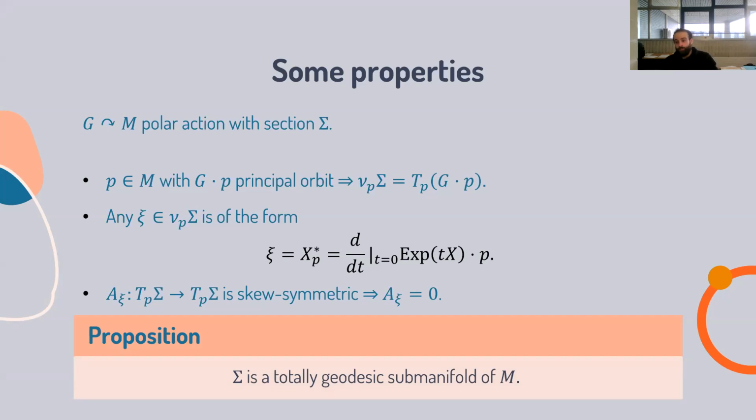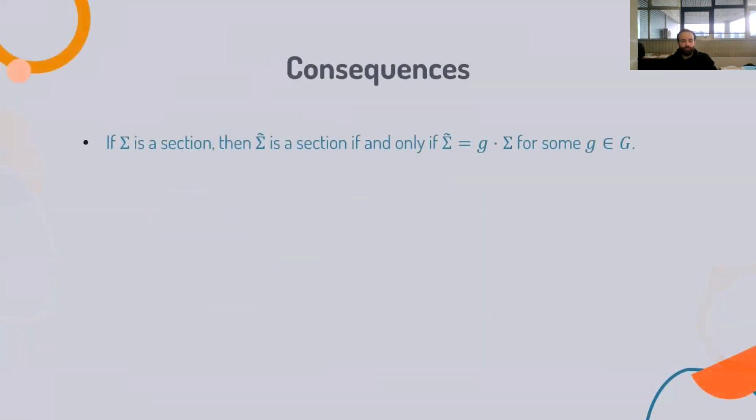In any case, from these two propositions that we've just seen, we can deduce more immediate facts. For example, the first one is that when we start with a given section, then the only way to obtain more sections for the action must be done by taking elements of the group and making them act on the section. So another way of saying this is that the group G acts transitively on the set of sections for the polar action. And also in particular, for every point in the ambient manifold, there will always be at least one section passing through it. So this is one result.